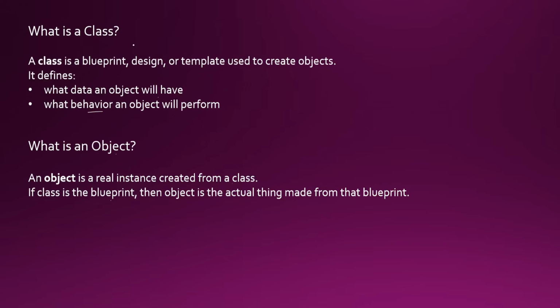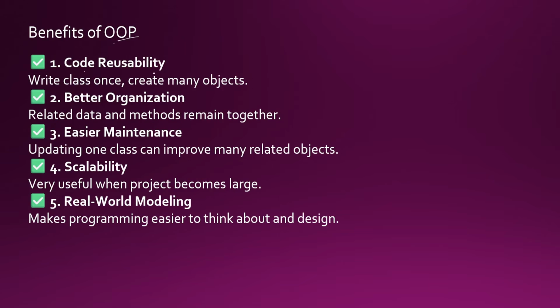So I hope you understand what is class and object in object-oriented programming. Okay. Benefits of object-oriented programming. One is code reusability. Write a class once and create many objects. We have already seen we are creating our class once and creating multiple objects from it, right? So this is called code reusability. Better organization, related data and methods can remain together. Easier maintenance, scalability, real world modeling. So these are the benefits of object-oriented programming.